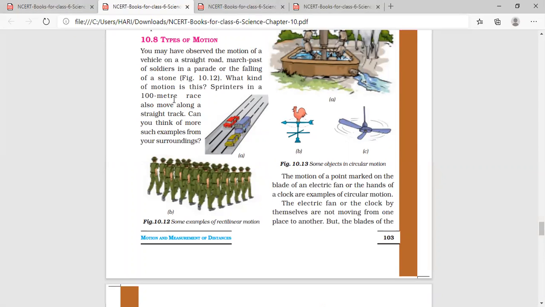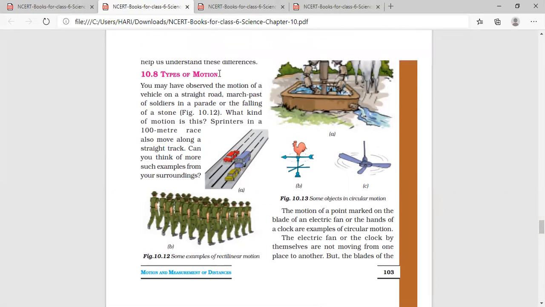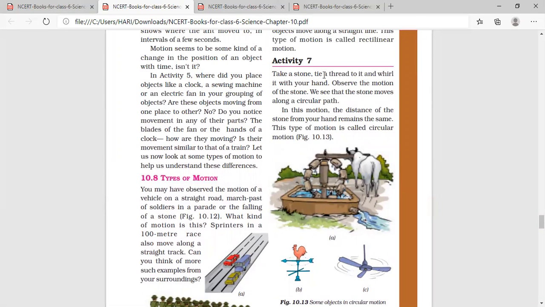Now we will see some other type of motion. Take a stone, tie a thread to it and whirl it with your hand. Observe the motion of the stone. We see that the stone moves along a circular path. The activity is given: take a stone, tie a thread to it and whirl the stone around your hand. You can see that the stone will be moving around a circular path. It moves along a circular path. This type of motion along a circular path is called circular motion.